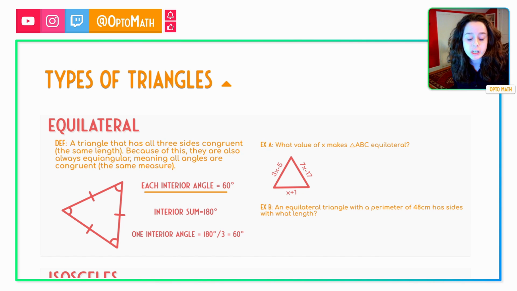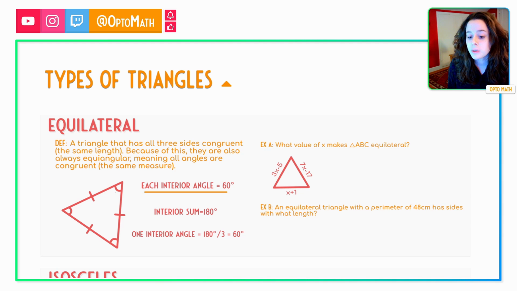So we see a picture here where we've got some tick marks. And since we have one tick mark on each side, that means all of the sides that share the same number of tick marks are congruent. So all three sides are congruent, like we said in the definition. And we see arc marks to show congruence of our three angles.